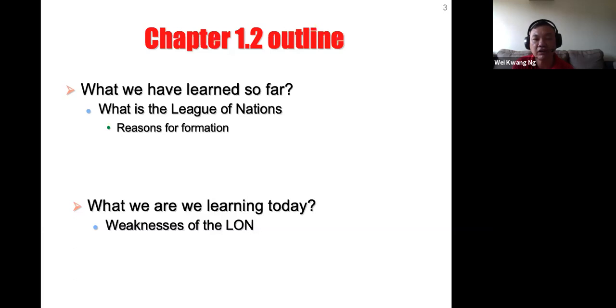It was the brainchild of President Wilson. President Wilson, who was the US president at that point in time, was one of the Big Four who attended the Paris Peace Conference. During the discussion itself, they were very, very concerned about what was going to happen to the world. They did not want a world after the First World War where everything is haywire again. They wanted a world that is stable. That was why they created this organization called the League of Nations.